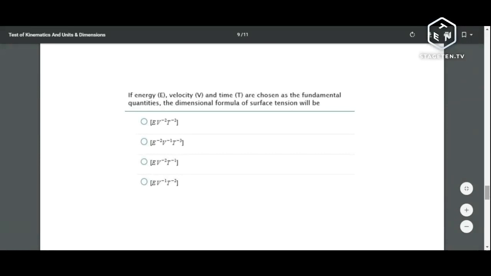As there is no answer yet, the answer for this one is E^1 V^-2 T^-2. So the first answer, the A part, is the right one. Let's move on to the next one.